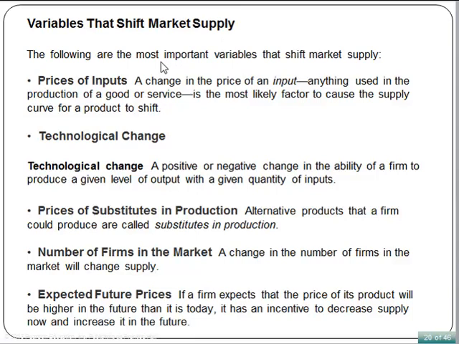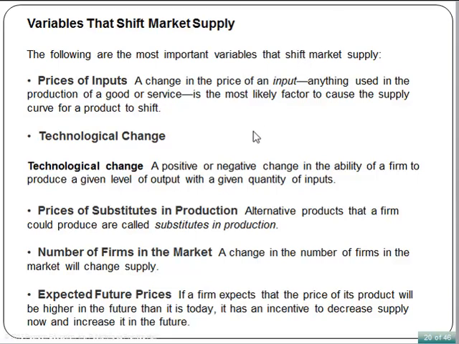The following are the most important variables that shift the market supply: price of inputs. A change in the price of inputs, anything used in the production of a good or service, is the most likely factor to cause the supply curve for a product to shift. Usually, an increase in the price of inputs increases the cost of your production. Therefore, decrease the supply of products. Supply curve moves to the left.